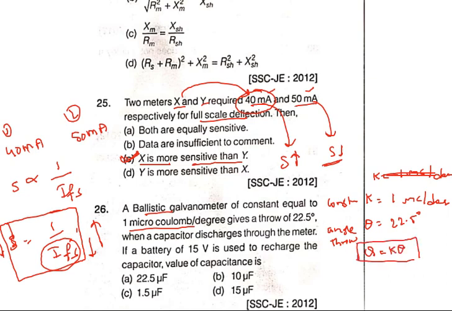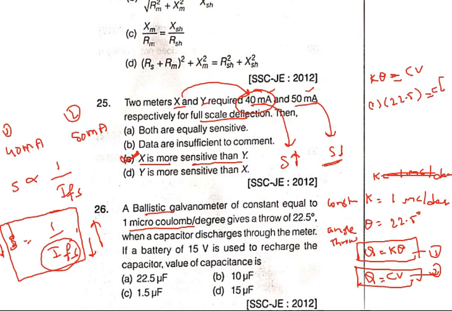Q equal to K theta, and we know another formula also, Q equals CV. Based on these two formulas we can get another one, that is K theta equals CV. Substitute here, 1 into theta, 22.5, equals C, how much? Capacitance we don't know. C into how much? Voltage given, 15 volts. Simplify this, 22.5 by 15 equals C. How much do we get? 1.5, that is, capacitor equal to 1.5 microfarads.